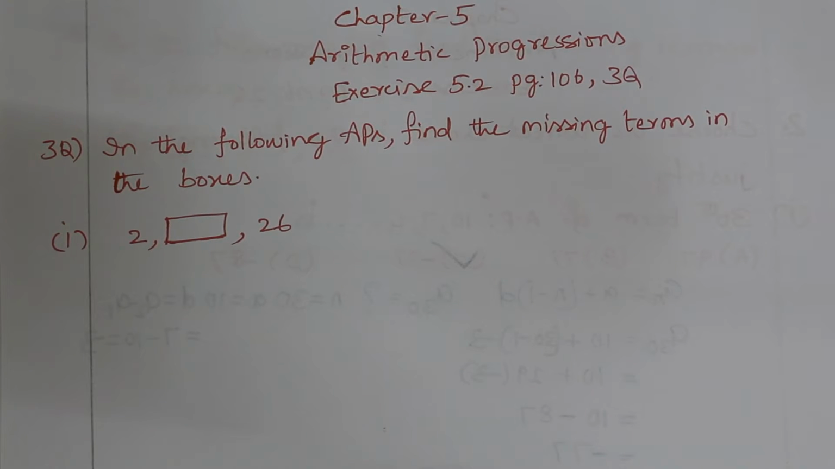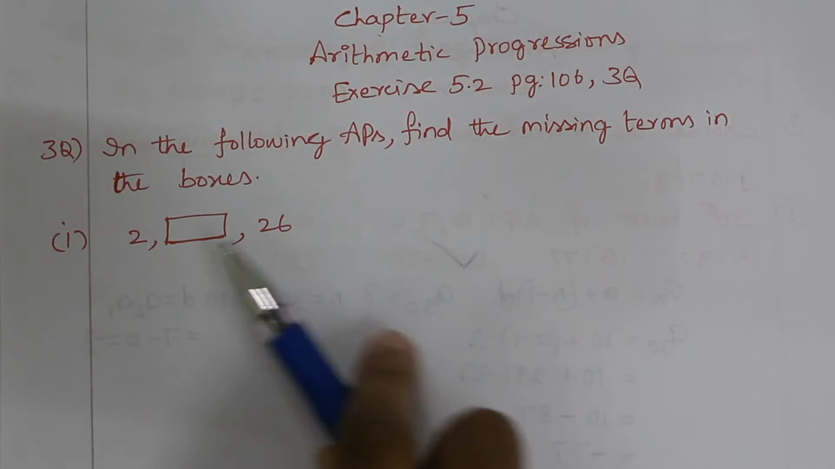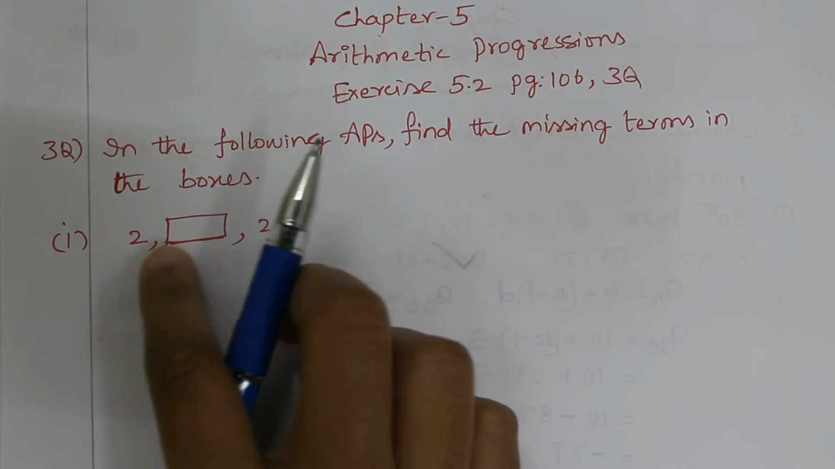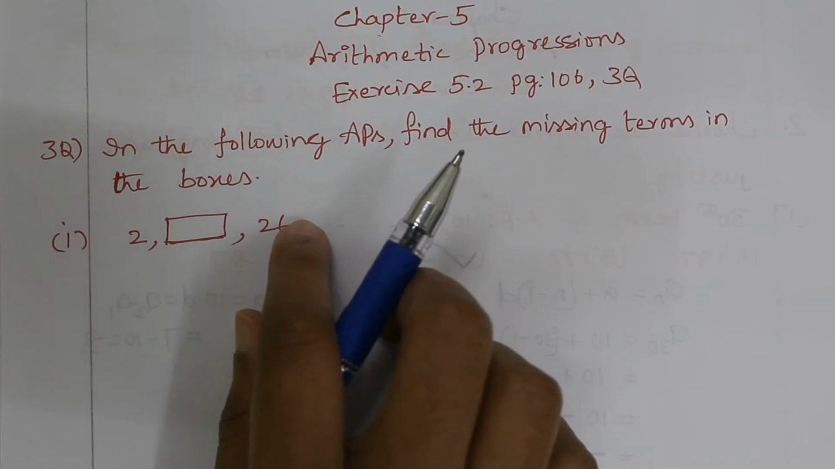In this session I am going to explain the third question from exercise 5.2, page number 106, chapter 5, arithmetic progressions. So let's read the question first. In the following APs, find the missing terms in the boxes. So he has given arithmetic progressions with some missing boxes in the series. We have to fill in those boxes.